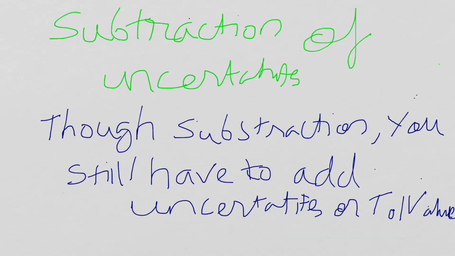Now for subtraction of uncertainties, you have to subtract the numbers, whatever the measured values are, but you have to add the uncertainties, or the tolerance values given after plus or minus. You have to add them in subtraction also. So we will take a few examples of subtraction. We will write a formula for this.